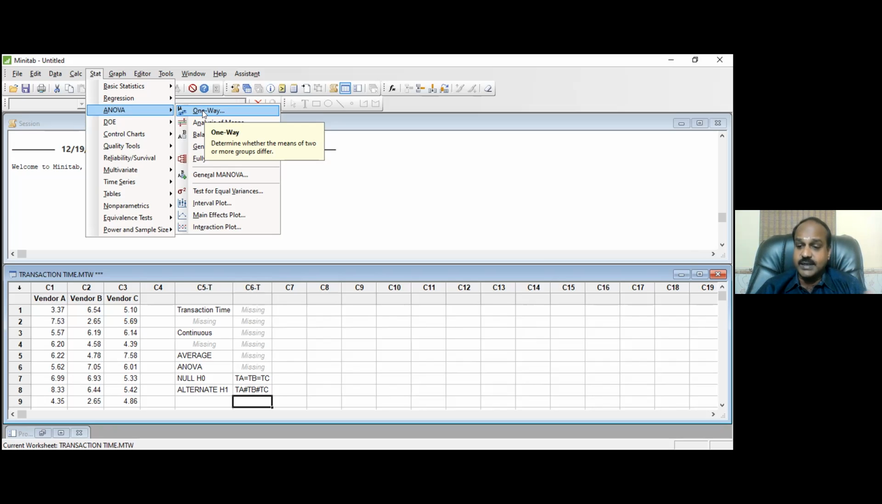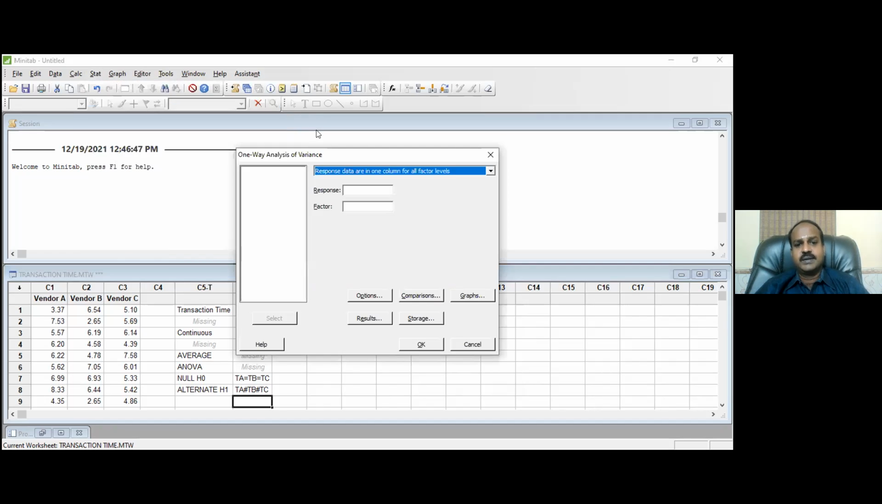When you want to understand how the transaction time is influenced by more than one factor, that is called multiple-way ANOVA. It can be two-way ANOVA, three-way ANOVA, and so on. Right now, there is only one factor we are studying, so it is called one-way ANOVA. Stat, ANOVA, and then One-Way.